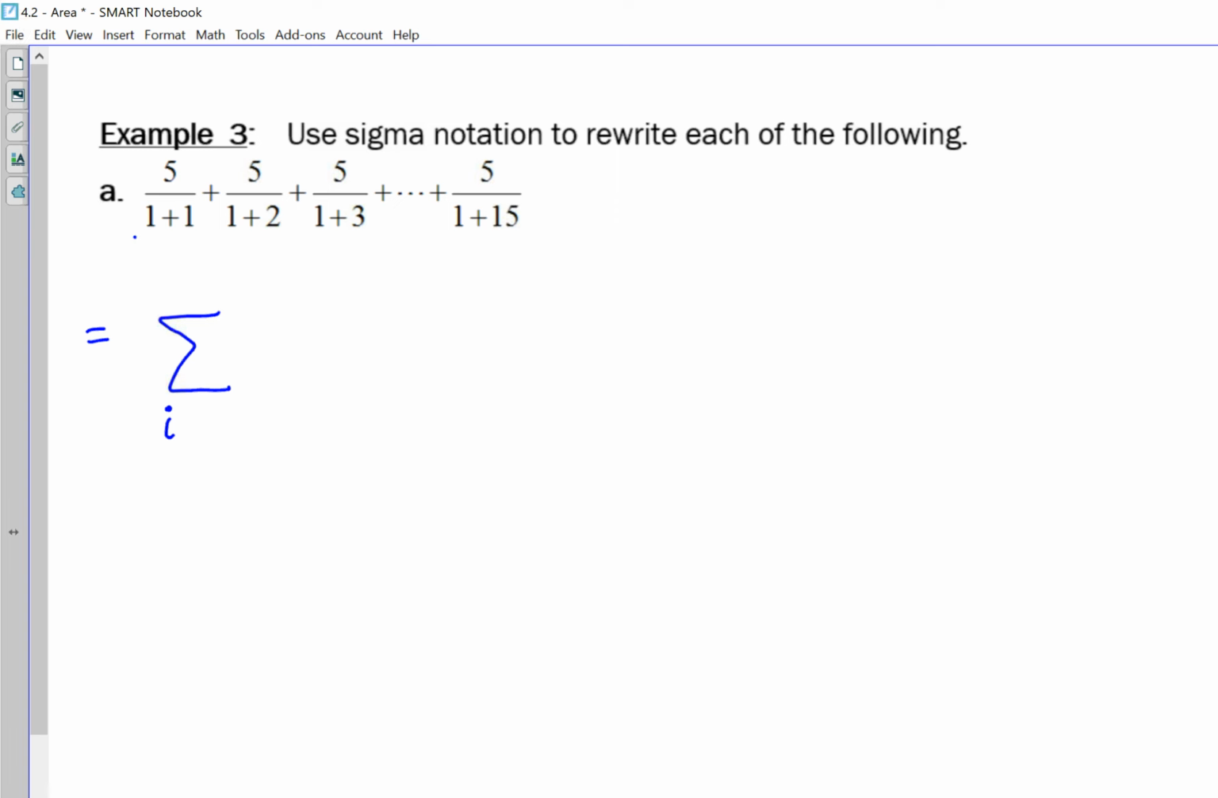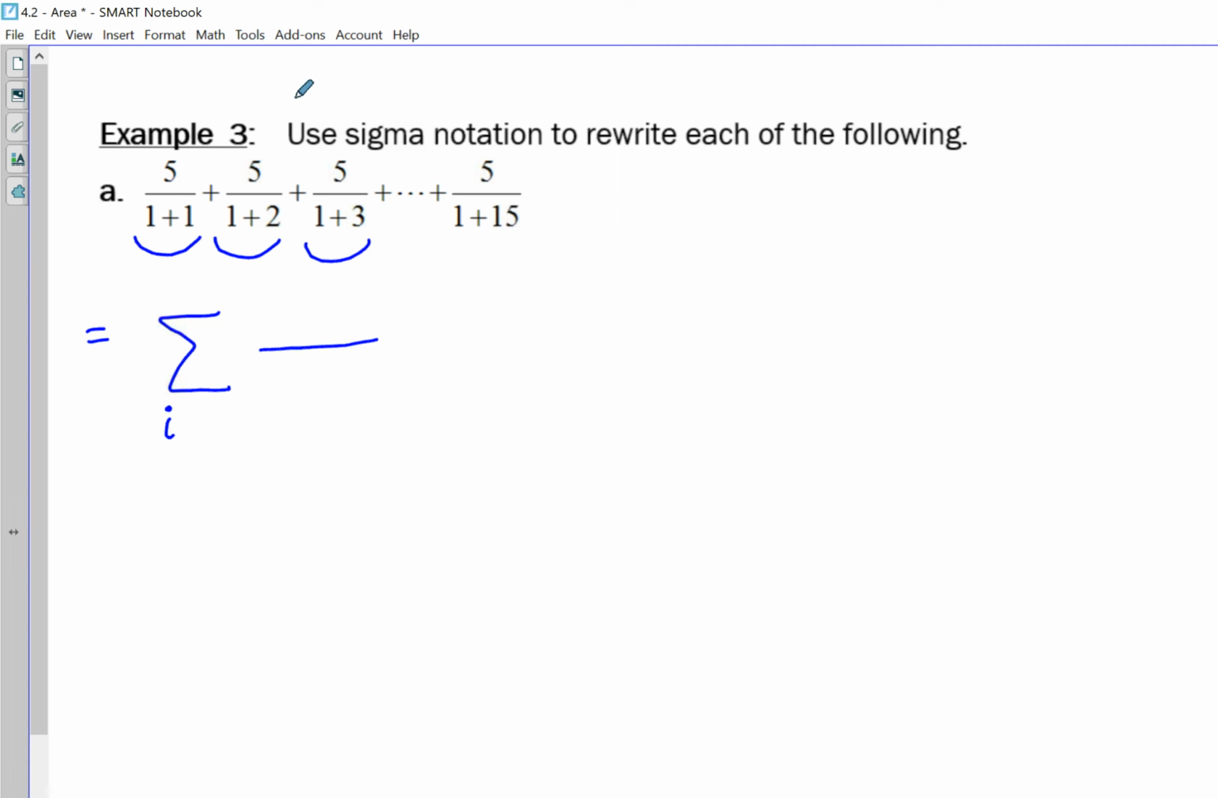So some of the things that we notice are consistently featured in this particular summation is the fact that we are adding fractions. So you can put a fraction bar. If you look at the numerator, you'll notice that each time the numerator is 5, so that's something that's constant, that's not going to change.